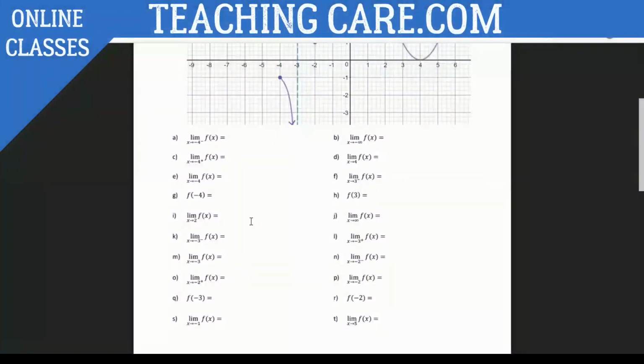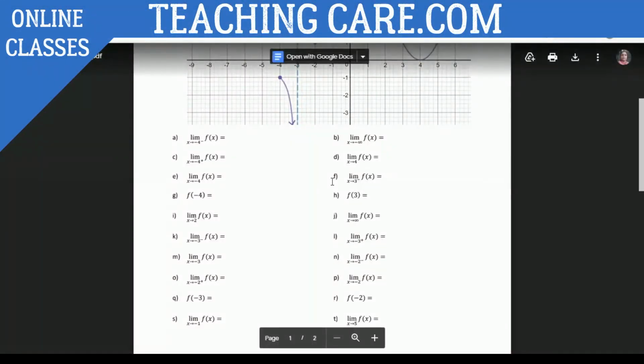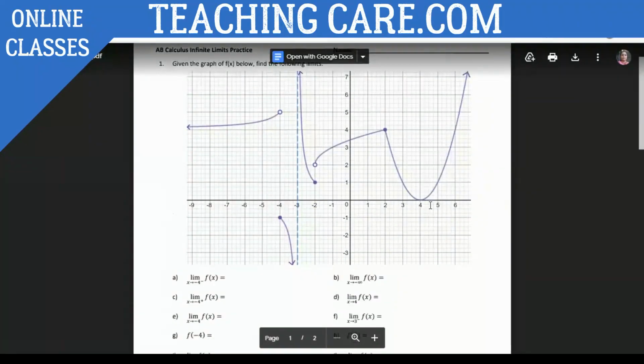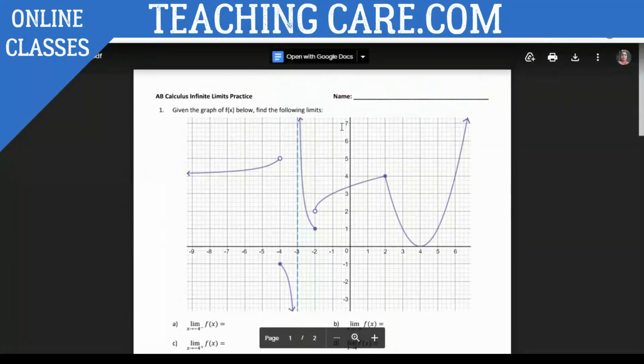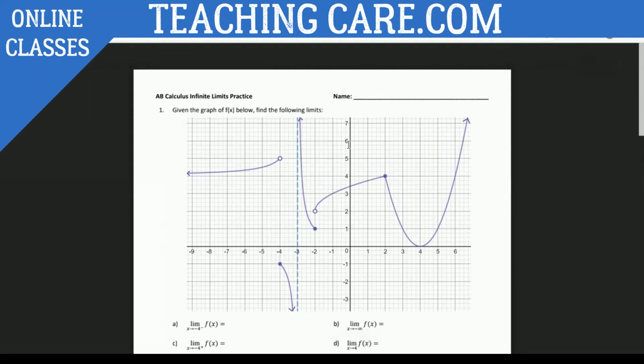Okay. So it is about the left and right hand limits. Yes. So the first question. From the graph, you have the questions. Given the graph of f of x below, find the following limits they are asking.